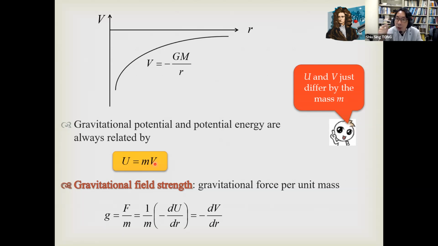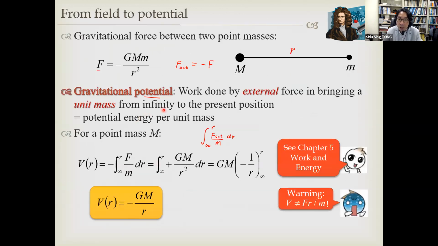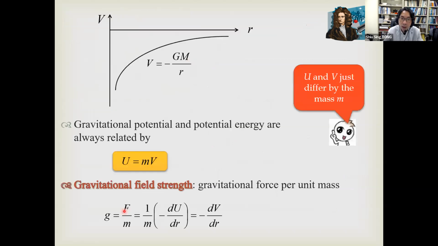Now, why do we define a gravitational potential V? Because we don't want to rely on the property of this small mass m. We want a potential function that only depends on the gravitational center, the mass of the gravitational center, big M. So it is solely the property of that gravitational center. We define the gravitational potential of the big M as minus GM over r. It differs from the gravitational potential energy between two masses by only a factor of m.